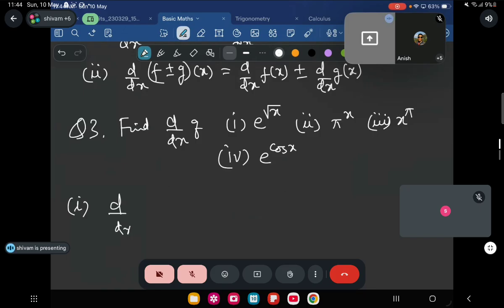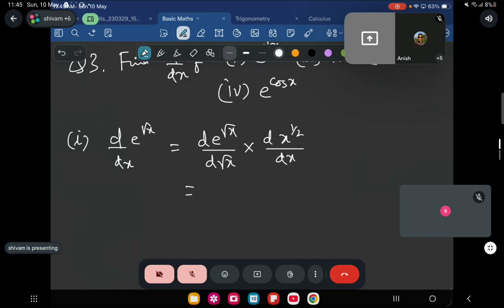d by dx of e to the power root over x. So e to the power root over x, we need to differentiate with respect to root x first to convert it into standard form, because we know the differentiation of e to the power x, not e to the power root over x, right? So let us differentiate. It will become d e to the power root x divided by d root x, d e to the power theta divided by d theta, multiplied by d root over x. Root over x is x to the power half divided by dx.